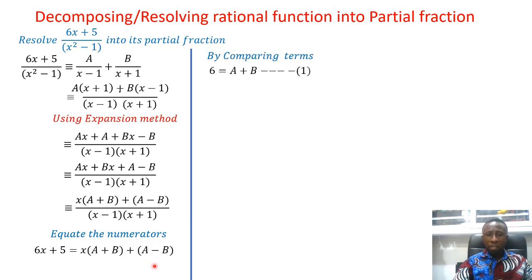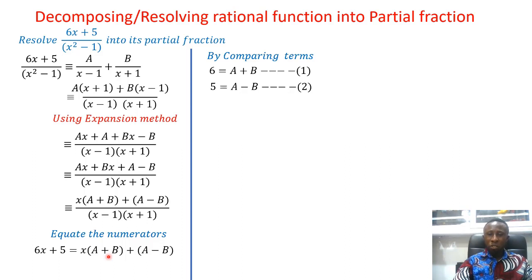Comparing terms, so 6 equals a plus b, right? The s will go. So if you compare this one and this one, this s will cancel. So that's why we say comparing terms. Then you compare the constant to here. That's our equation two. Let's solve it simultaneously. You all know how to solve simultaneous equations.